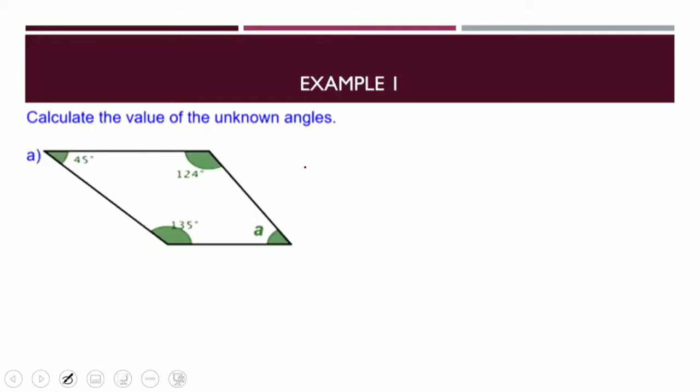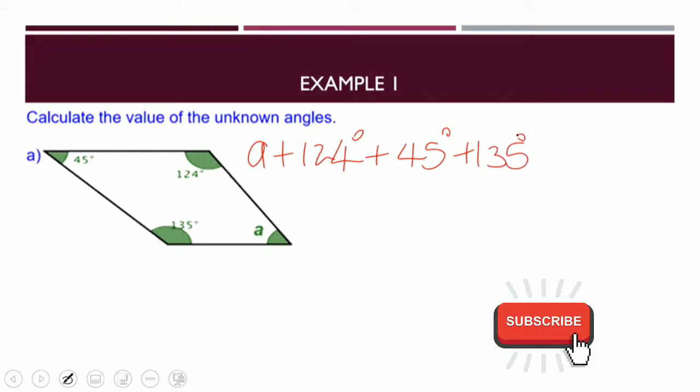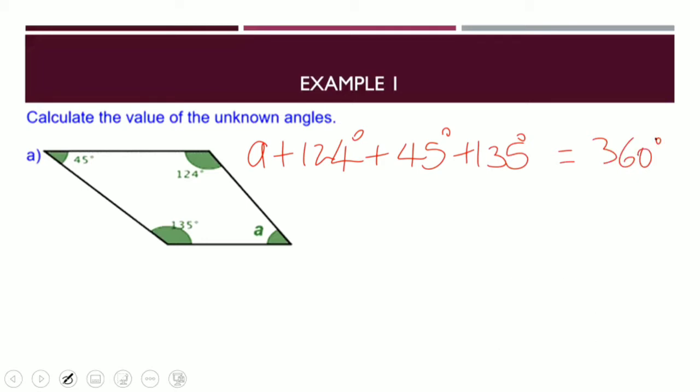All right, so we get straight on to business, calculating the value of unknown angles. Here we have a quadrilateral. We're given 3 of the angles: 45 degrees, 124 degrees, 135 degrees. And the missing one is A. From our last video, what we want to do is structure it properly by writing down an equation that represents something true about the quadrilateral. So here we go. All the interior angles of a quadrilateral add up to, and that's why we have plus signs, 360 degrees.